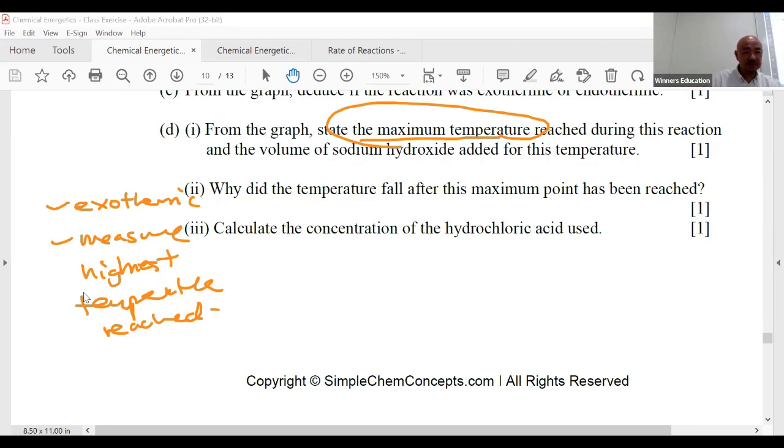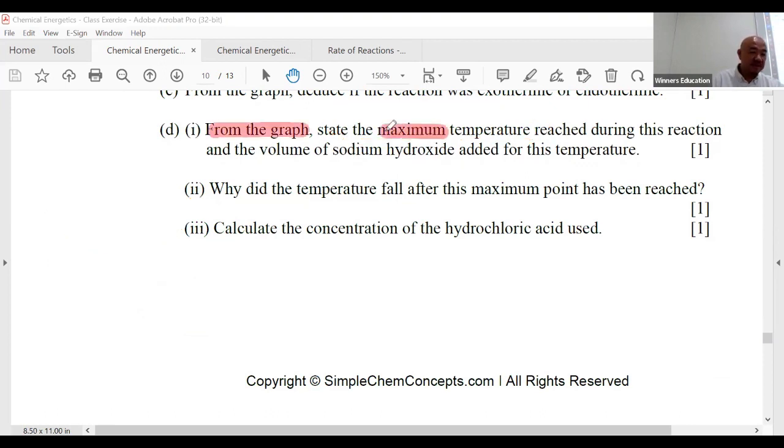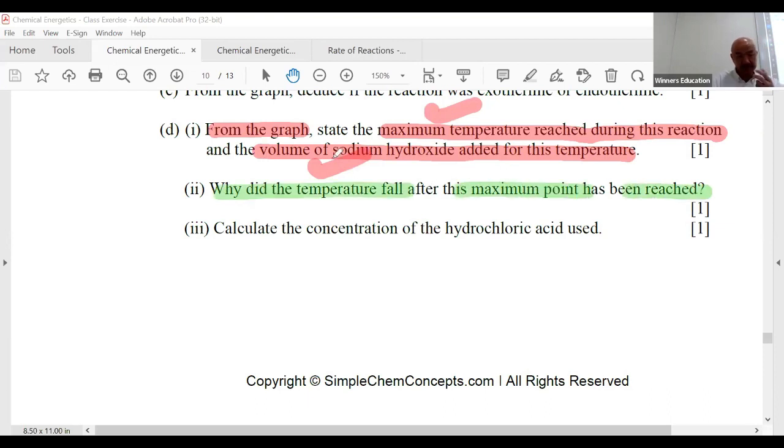All right, here we go. From the graph, state the maximum temperature reached during this reaction and the volume of sodium hydroxide added for this temperature. So there are two questions over here. After which, why did the temperature fall after this maximum point has been reached? And after which, calculate the concentration of the acid, whereby we don't know the concentration. They're all linked together. So let's take a look together over here.